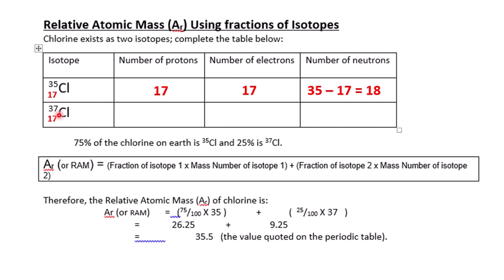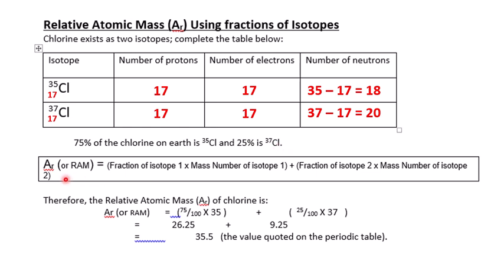Now, the other isotope of chlorine is heavier. It's got a mass of 37, and the reason for that is it's got more neutrons. So again, atomic number 17, so 17 protons, 17 electrons, and then this time 37 minus 17, 20 neutrons. The relative atomic mass was the average, and you remember that what we found was that about 3/4, for every 4 atoms, 3 of those were chlorine-35, and 1/4 of them were chlorine-37. So 3 atoms of chlorine-35 for every 1 of 37.